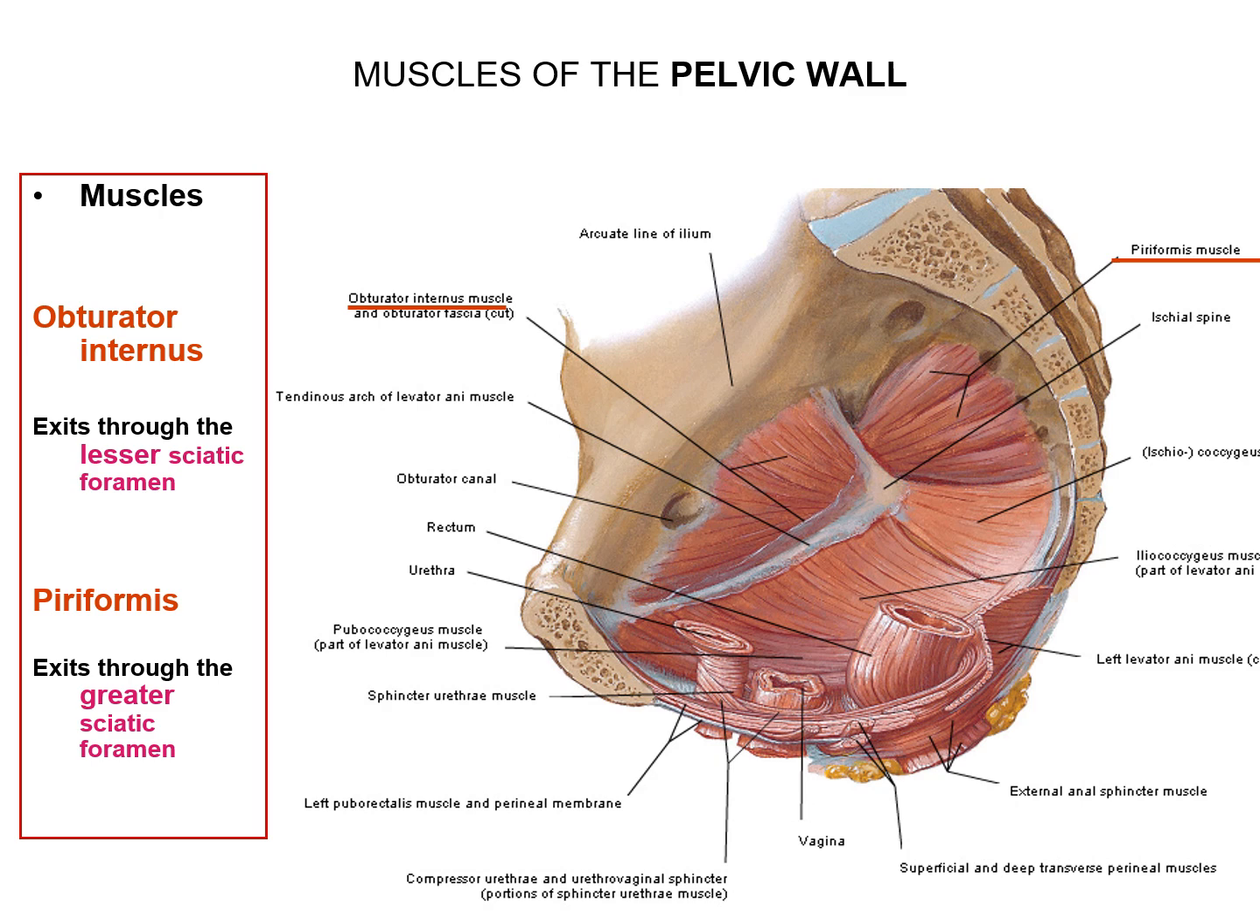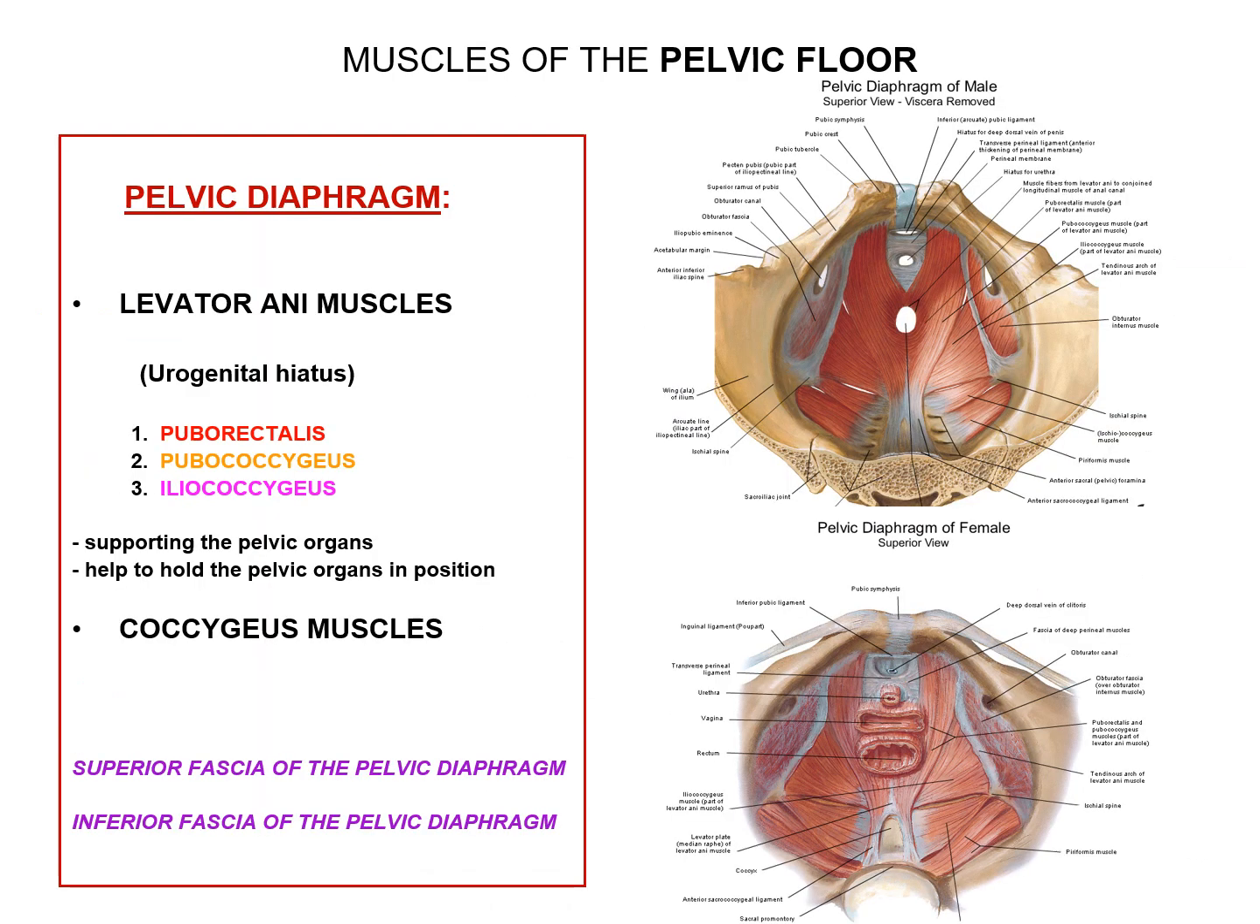The obturator internus muscle exits through the lesser sciatic foramen, while the piriformis muscle passes through the greater sciatic foramen. The pelvic floor separates the pelvic cavity from the perineum. It is formed by the pelvic diaphragm. The pelvic diaphragm consists of the levator ani and coccygeus muscles.